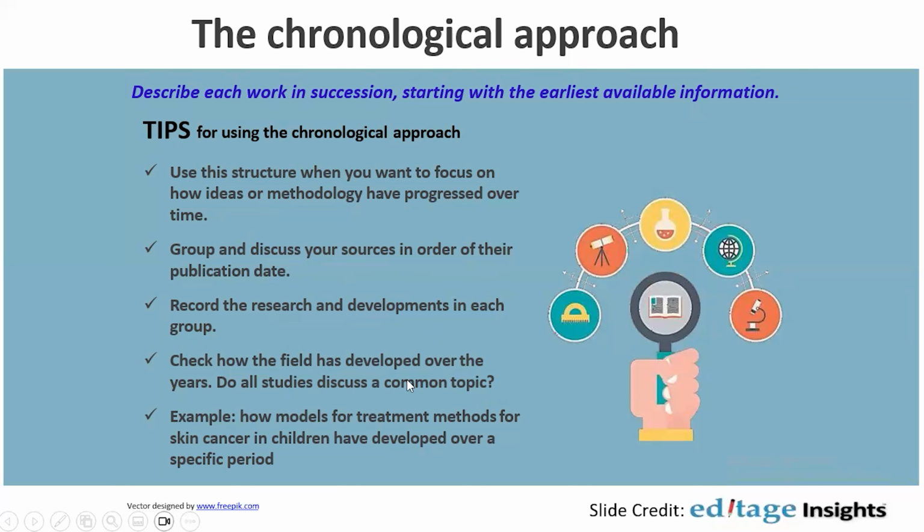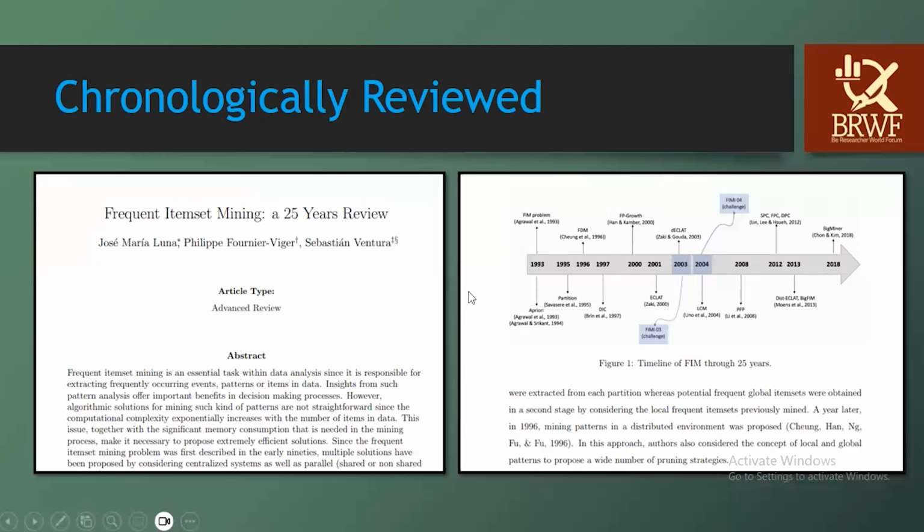Do all studies discuss a common topic? For example, there is a topic: how models for treatment methods for skin cancer in children have developed over a specific period of time. Okay, so this is an example. For example, you are reviewing a specific method or technique, and whether it has developed over time, what the advancement is. So you are considering it according to the publication date or year. So this is called a chronological review.